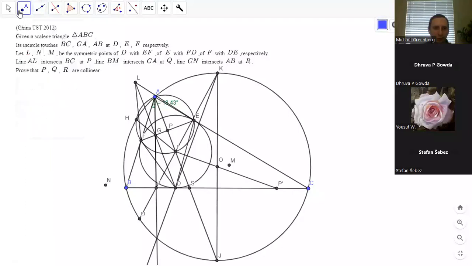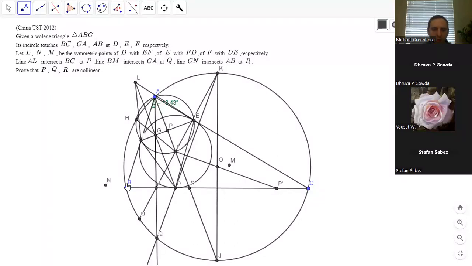So I guess one way to do it, we want to show that FAG equals BAQ, but FAG is BKB. So I guess we want to show this. Just thinking about how to do this.